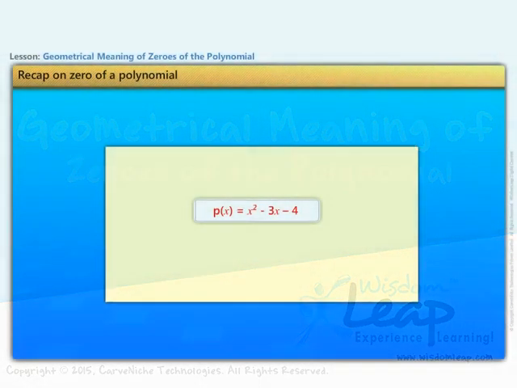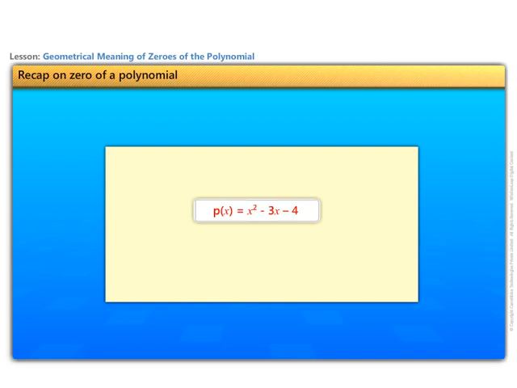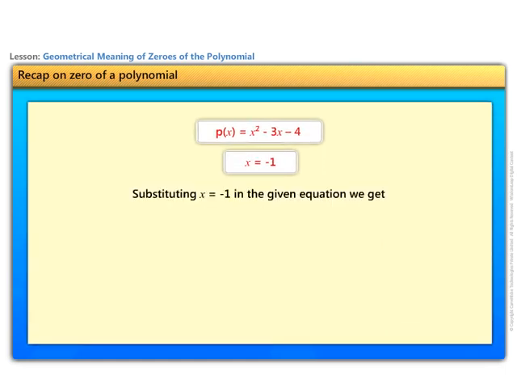In earlier classes, we learnt polynomials, degree, terms and classification based on degree and number of terms. Consider the polynomial p(x) = x² − 3x − 4. Now, let us determine its value at x = −1. Substituting x = −1 in the given equation, we get p(−1) = 0. Here, −1 is called the zero or root of the polynomial p(x).